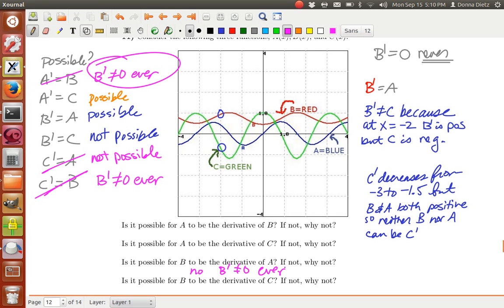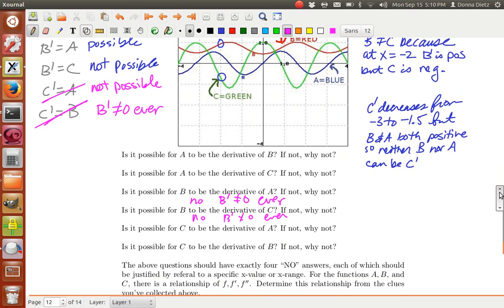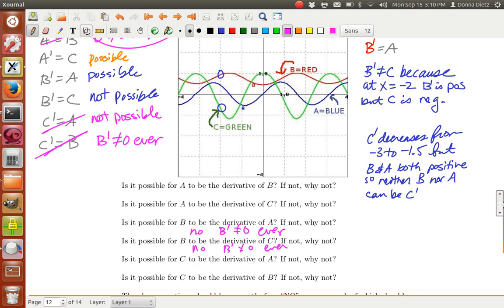Is it possible for the derivative of C to be B? No, B prime is not equal to 0 ever. And then these same rationales on the right hand side can be copied in. You can say, well, B prime is not equal to C. So the way we say B prime is not equal to C, C is not the derivative of B. No, because at x equals -2, B prime is positive, but C is negative.